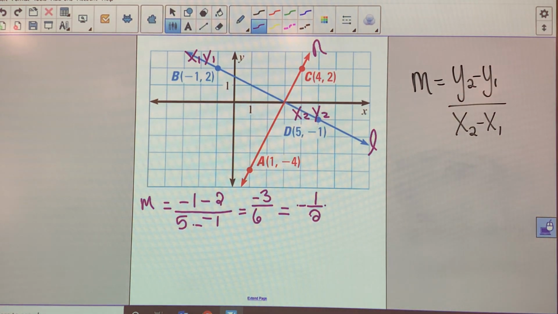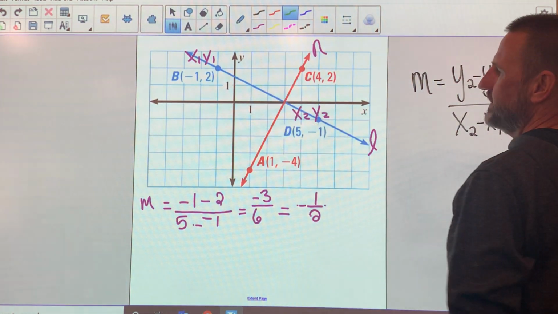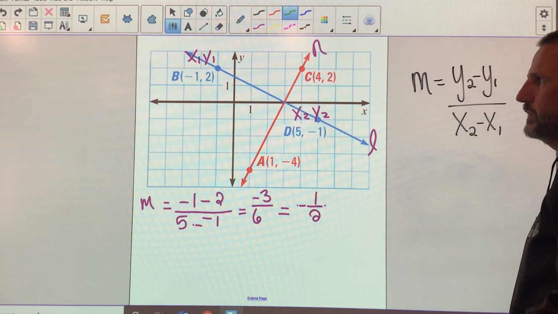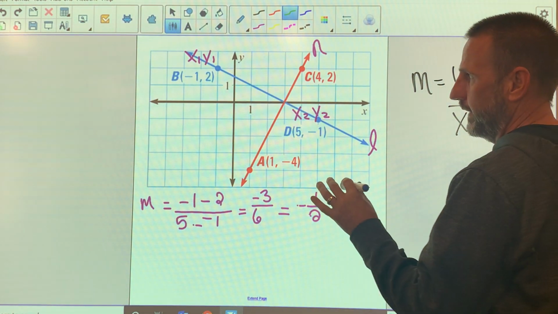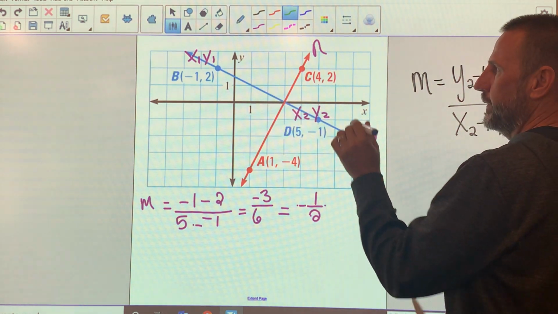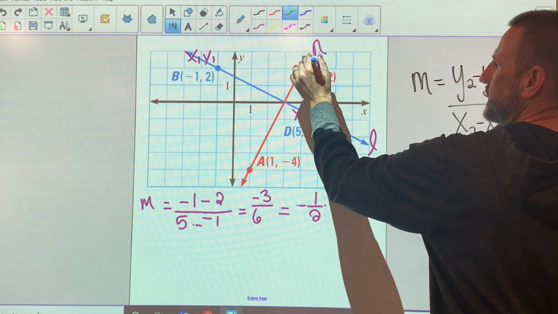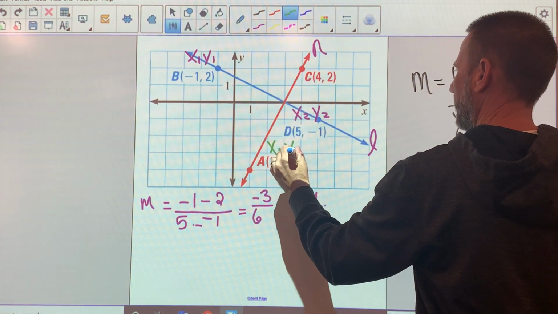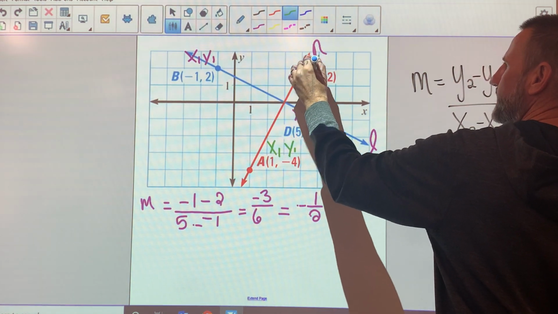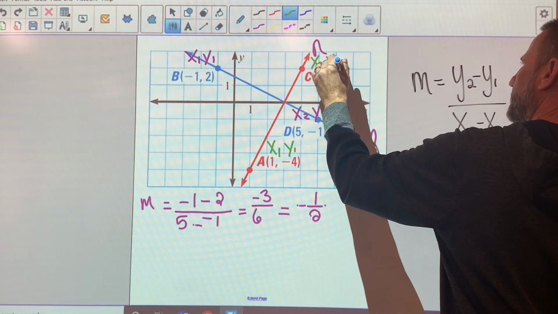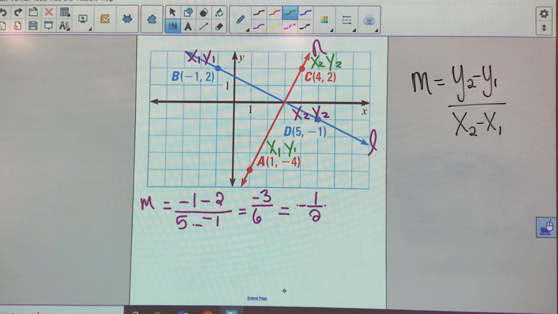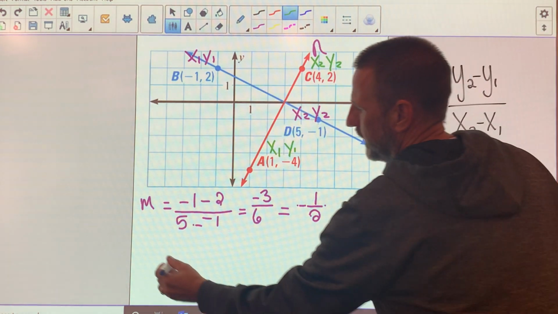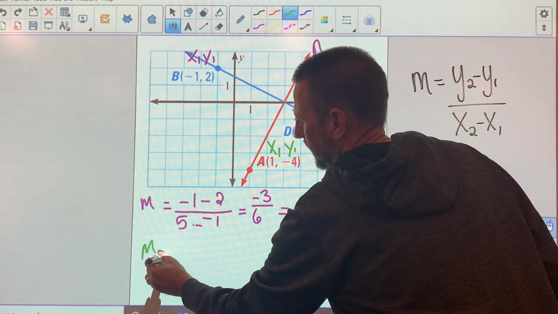All right, so let me change the pen color, and let's do that again, but this time let's do the red line. And as usual, I like to mix it up so that you don't think it's really imperative that I have one be x1 and the other one. So this time, I'm going to switch it up. I'm going to put x1 down here, and I'm going to put y1 down here. We'll call this x2 and y2. It really doesn't matter though. You just need to be subtracting. So let's do our slope.